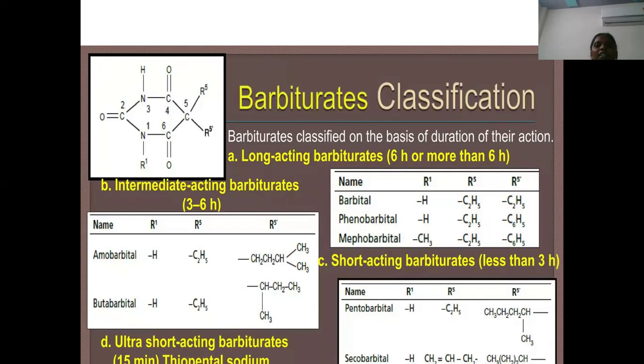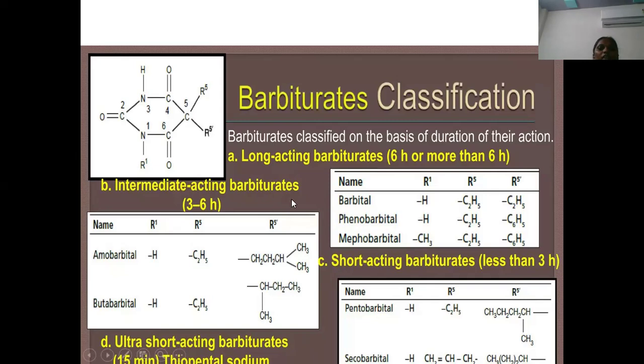Barbiturates are classified on the basis of duration of their action. Under that we have different types. First one is long-acting barbiturates. Second one is intermediate-acting barbiturates. Third one is short-acting barbiturates. Fourth one is ultra-short-acting barbiturates. So these are all the types of barbiturates.